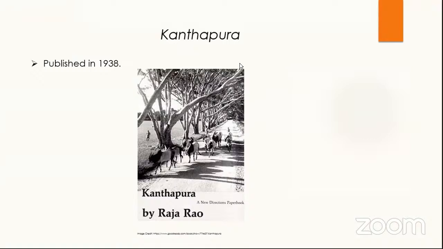Okay, thanks, DV, for that quick summary. Okay, so Kantapura, like DV said, is about a village called Kantapura. It is a South Indian small village setting in which Rajarao is writing, right? And the time period is early 1930s, where there was a civil disobedience movement. There was a salt satyagraha, and that's the time period when this whole novel is set.